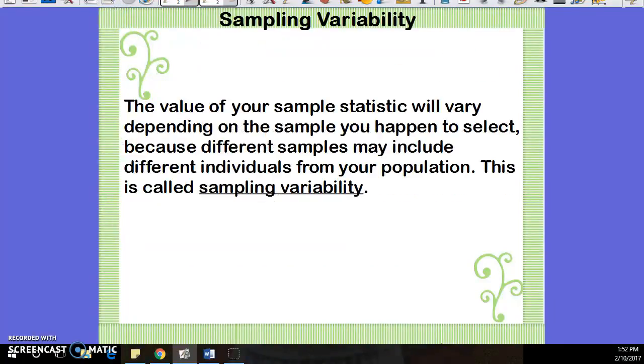So all this is called sampling variability. The value of your sample statistic will vary depending on the sample you happen to select, because different samples may include different individuals from your population. This is called sampling variability. So this is where it is slightly different from what your population mean would be.